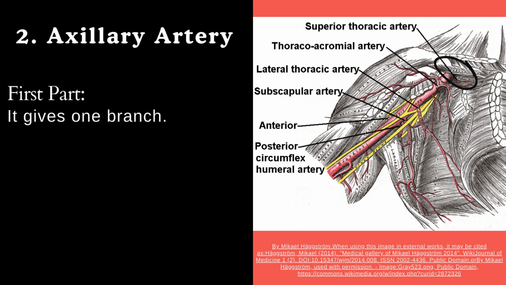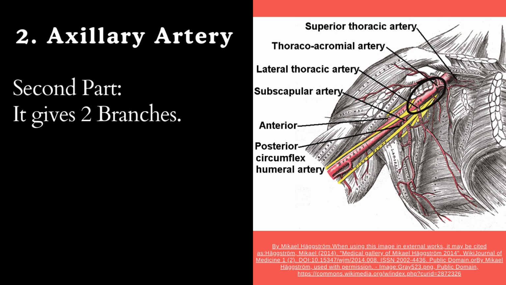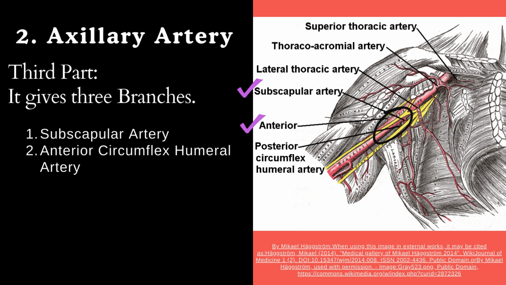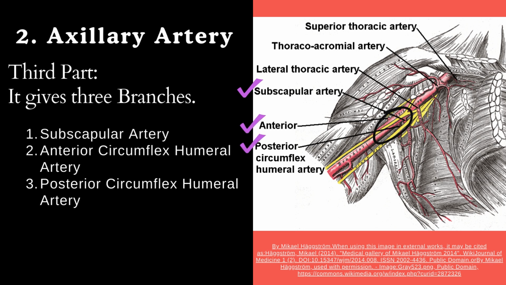First part of the axillary artery: it gives 1 branch, the superior thoracic artery. Second part: it gives 2 branches, the thoracoacromial artery and the lateral thoracic artery. Third part: it gives 3 branches, the subscapular artery, the anterior circumflex humeral artery, and the posterior circumflex humeral artery.